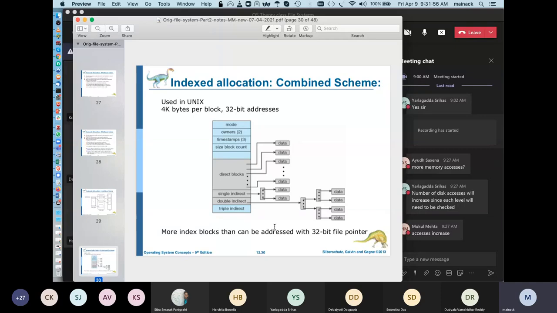Now, using this method, the number of blocks that can be allocated to a file exceeds the amount of space addressable by the 4-byte file pointers used by many operating systems. For example, a 32-bit file pointer reaches only 2 to the power 32 bytes, or 4 GB. For that reason, many Unix implementations, including Solaris and even Mac, now support 64-bit file pointers.